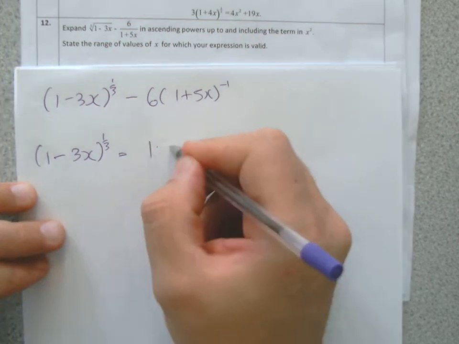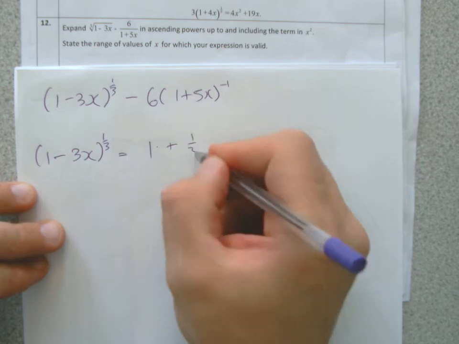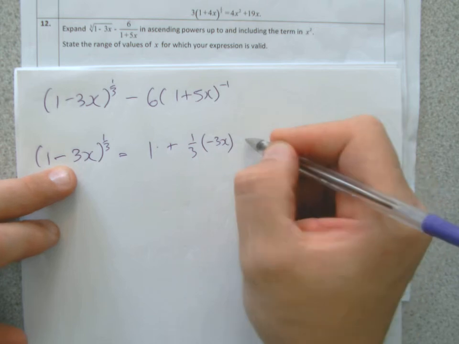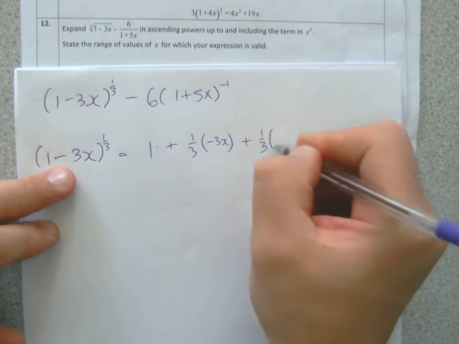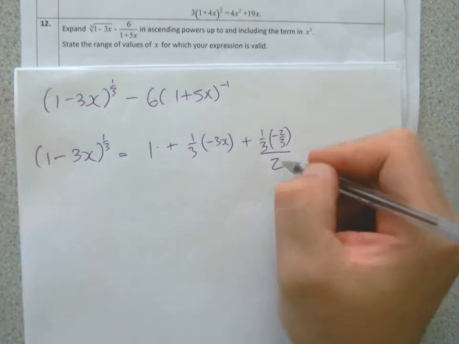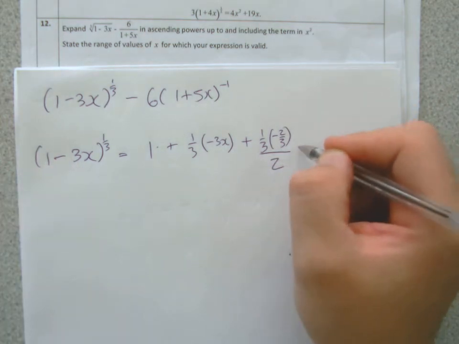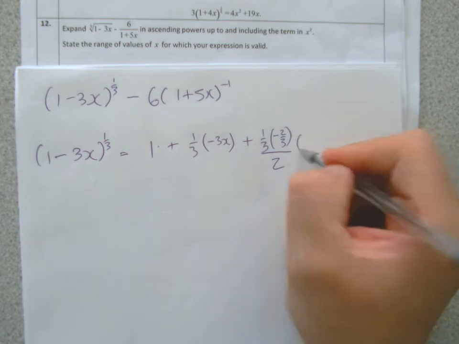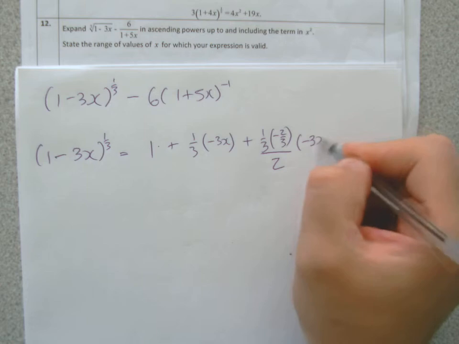So when I expand this using the binomial expansion on page 2 in the formula booklet, you've got 1 plus n, which is a third, times x, which is minus 3x, okay? Plus then n minus 1, which will be minus 2/3, over 2 factorial, or sorry, 1 times 2, which is 2. And then you've got this, then squared, okay? So you've got to square this.